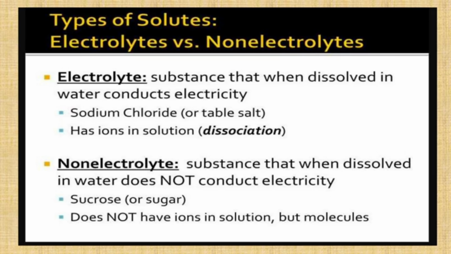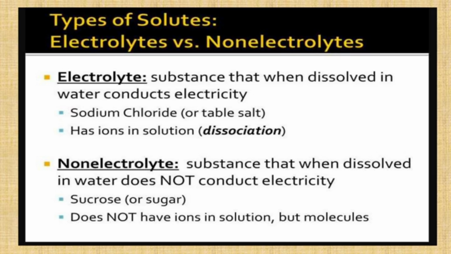These are the two types coming. The main difference: an electrolyte is a substance that, when dissolved in water, conducts electricity. A common example is sodium chloride, which forms ions in the solution. That process is called dissociation.